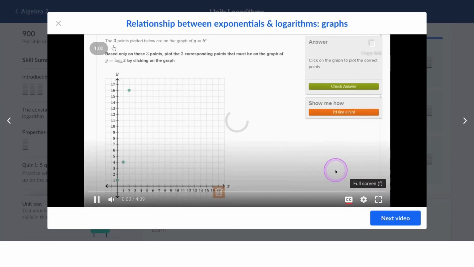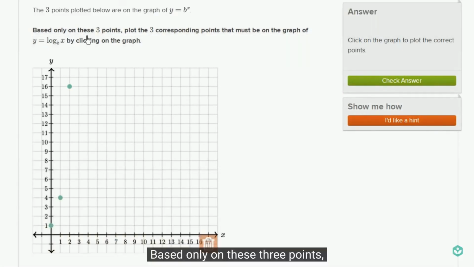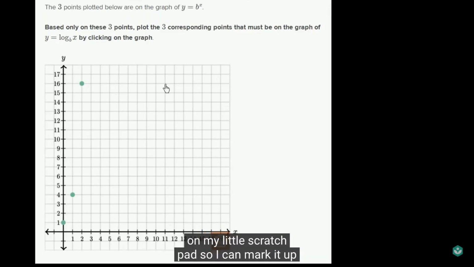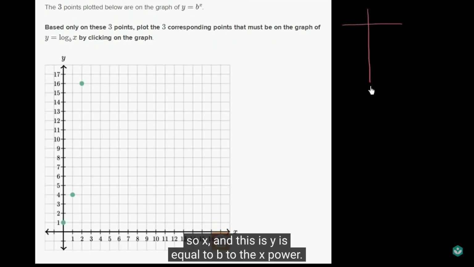The 3 points plotted below are on the graph of y is equal to b to the x power. Based only on these 3 points, plot the 3 corresponding points that must be on the graph of y is equal to log base b of x by clicking on the graph. So I've copied and pasted this problem on my scratch pad so I can mark it up a little bit. So what is this first function? This first function is telling us, so x, and y is equal to b to the x power. So when x is equal to 0, y is equal to 1.